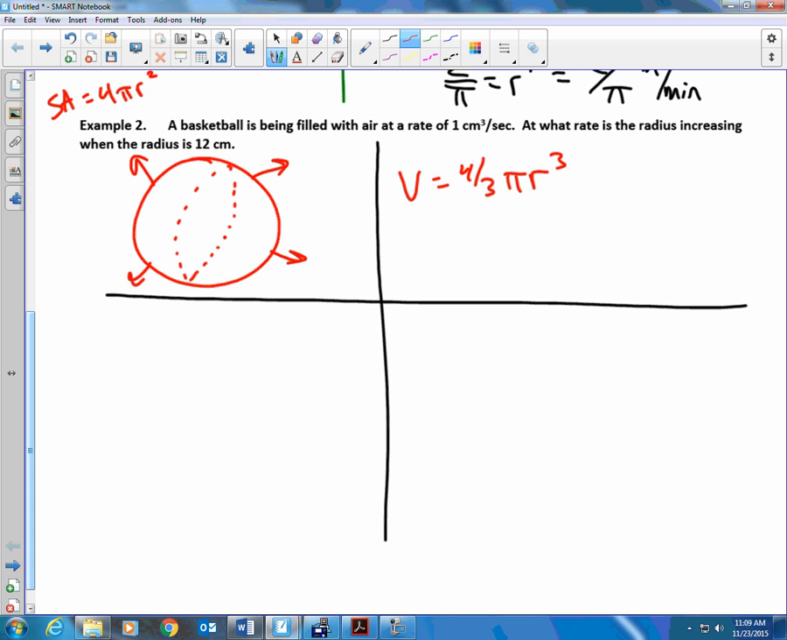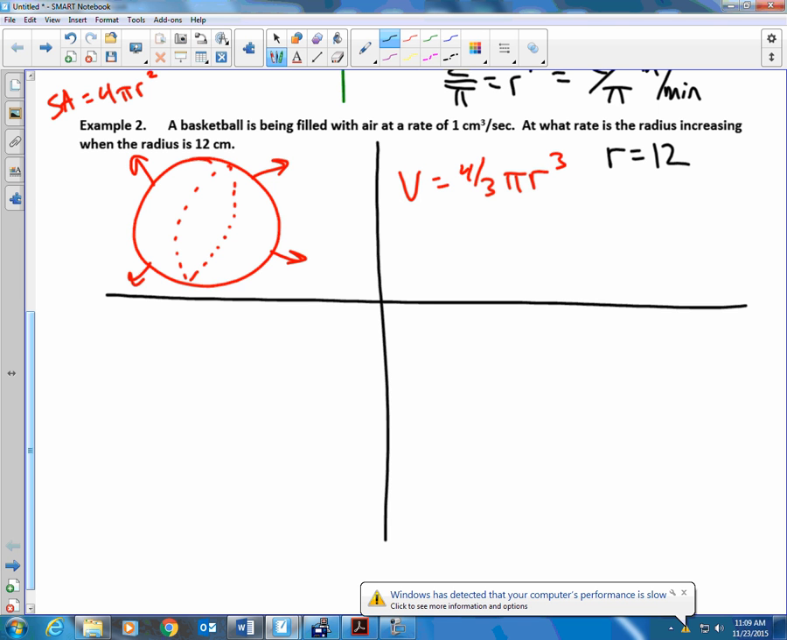Okay, so let's list some of our knowns and our unknowns. What are we given in this problem? R equals 12. What else? V prime is equal to 1. What's our unknown? What is it we're trying to find? Because it says a basketball is being filled with air at a rate of 1 cubic centimeter per second. Volume, because it's to the third power, so that's the measurement. If you just think of the act of filling a basketball with air, it's a three-dimensional figure.